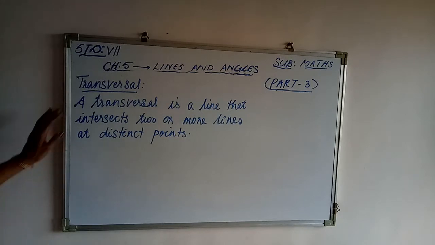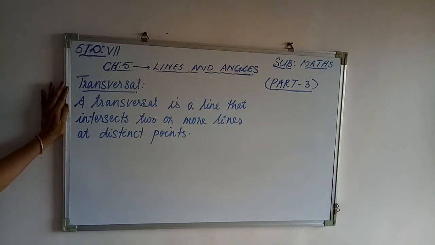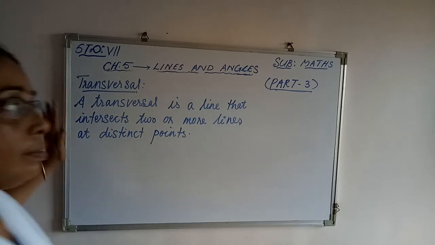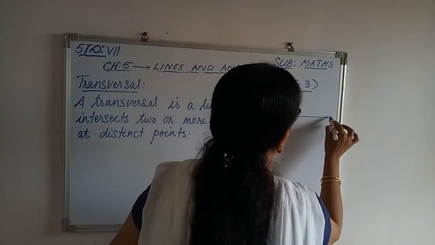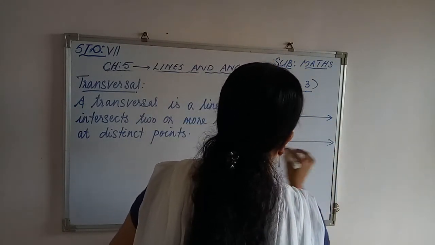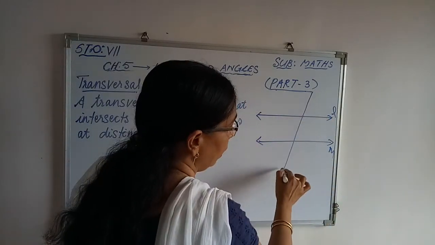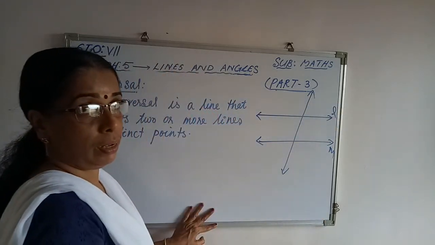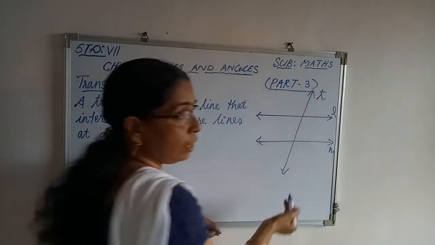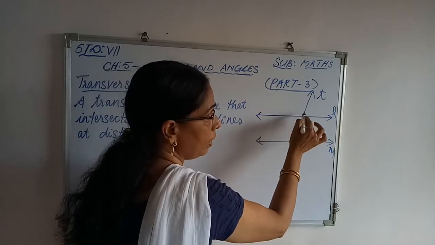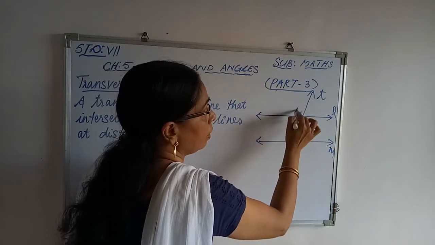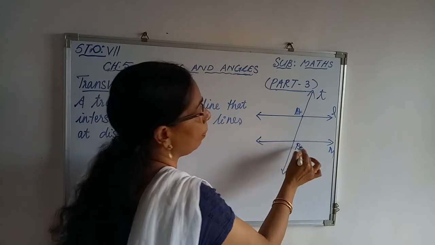Next, transversal. What is a transversal? A transversal is a line that intersects two or more lines at distinct points. Suppose you draw any two lines, see here, let them be L and M. Now when you draw another line that cuts these two lines, see the line T here. It cuts the line L at one point, let it be A, and M at the point B.